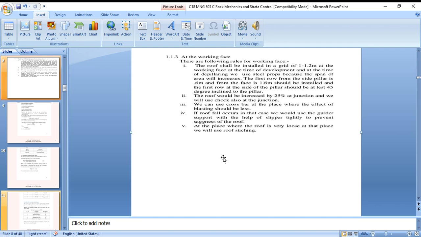If a roof fall occurs, in that case we would use the gutter support with the help of the slipper tightly to prevent sagging of the roof. At the place where the roof is very loose, we will use roof stitching also.